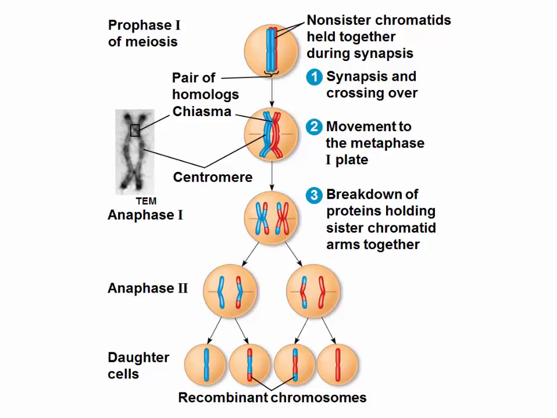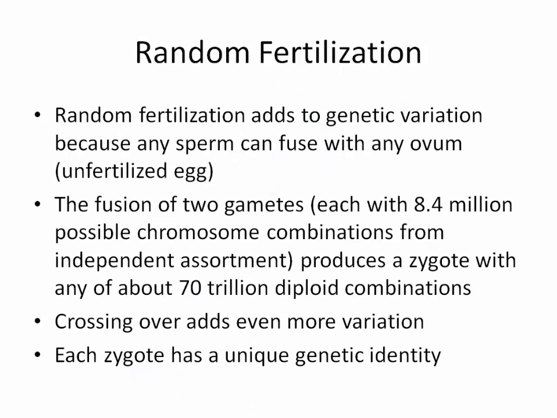Here is a schematic of that with an actual electron micrograph showing you prophase 1 of meiosis, where crossing over is actually occurring, and you can see the chiasma. So we're not just making it up, it actually occurs, and we've caught it red-handed.